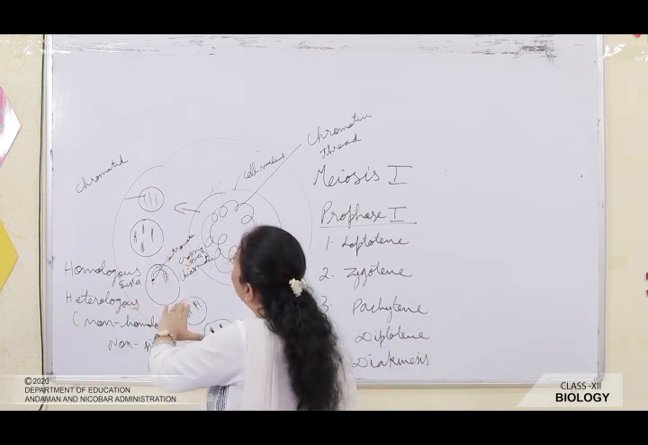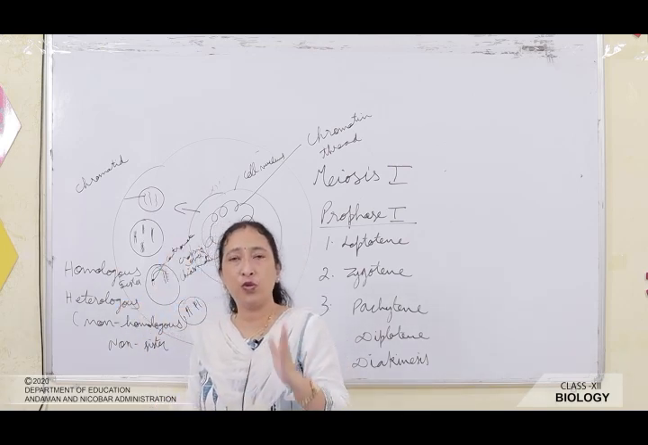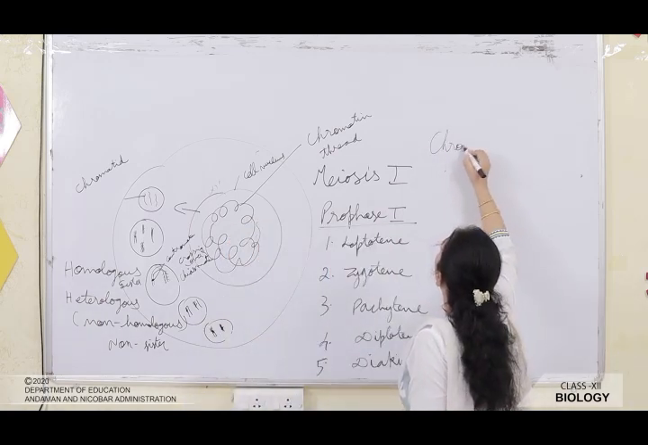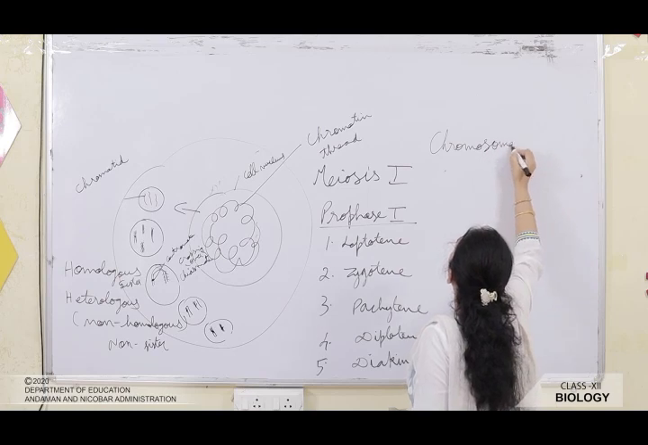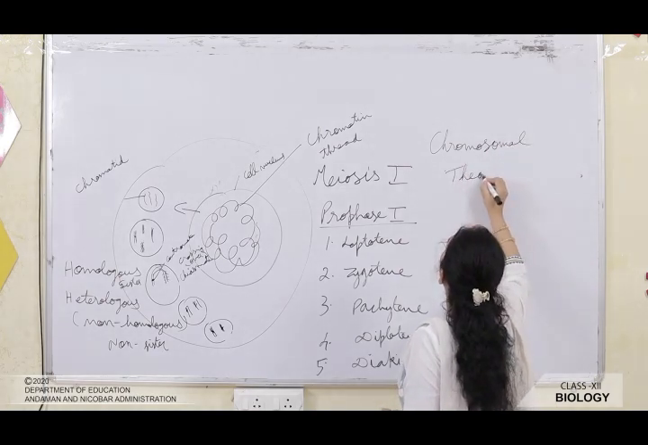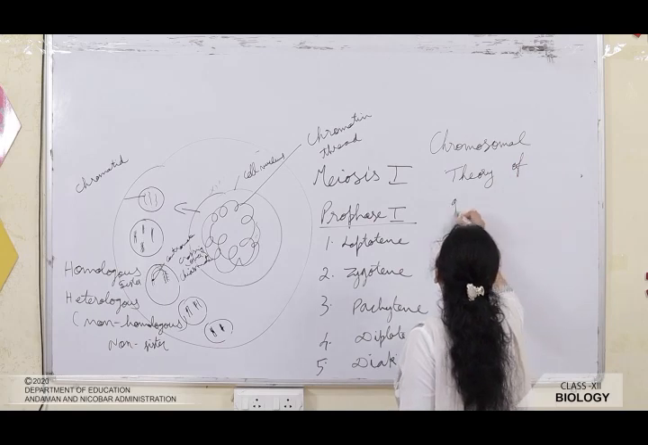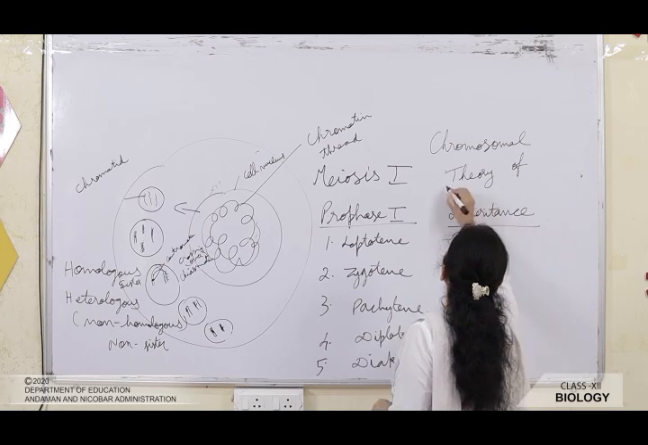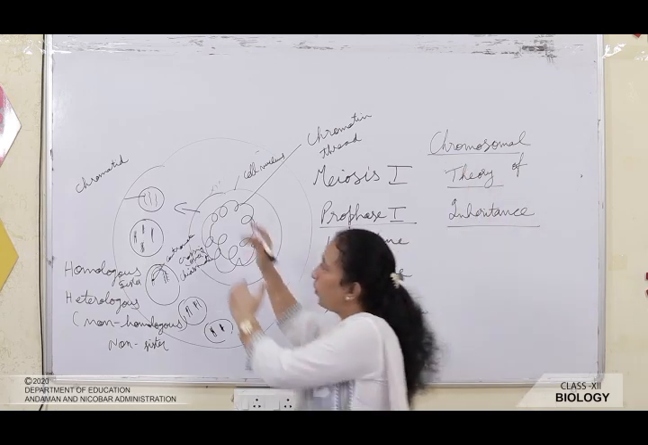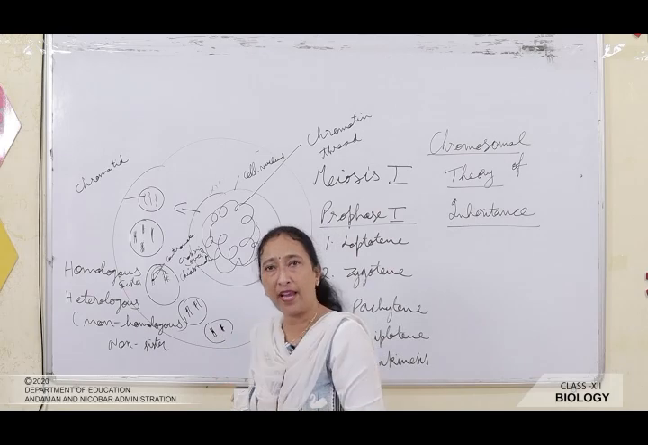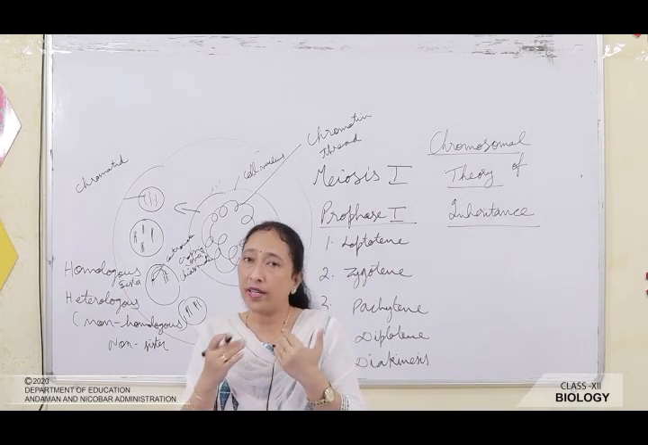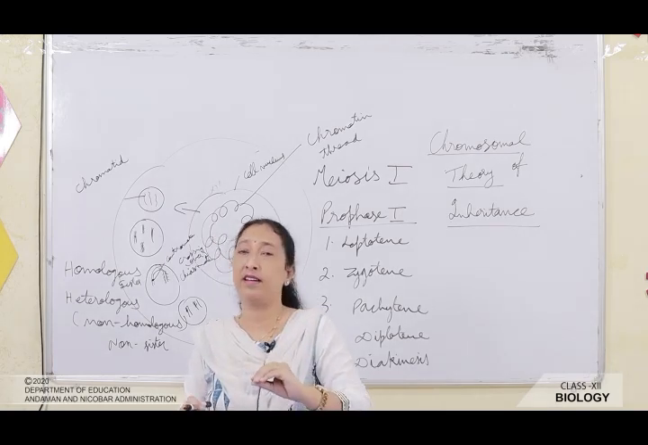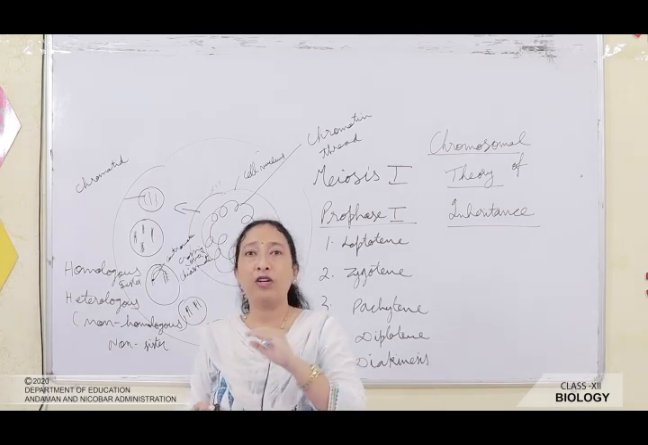So how is it related? Why is it related to the chromosomal theory of inheritance? Our topic for today is the chromosomal theory of inheritance. I had told you how the chromosomes behave. Now we will see how there is a comparison. The chromosomal theory of inheritance is a comparison between Mendelian factors and the chromosomes.